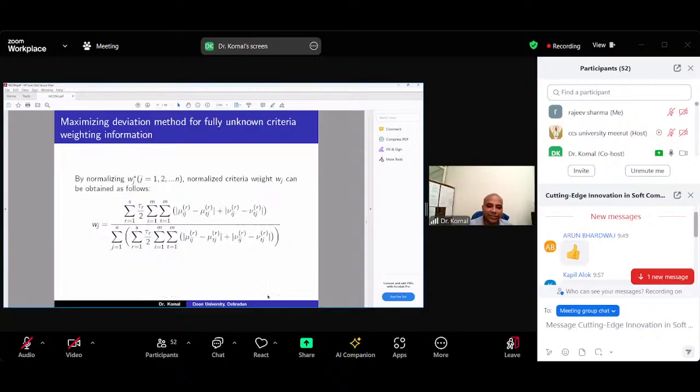So this normalization is done here, and we are getting the normalized weight Wj. Now if you find the sum of these Wj's, then generally it is equal to 1. This normalization is very essential.